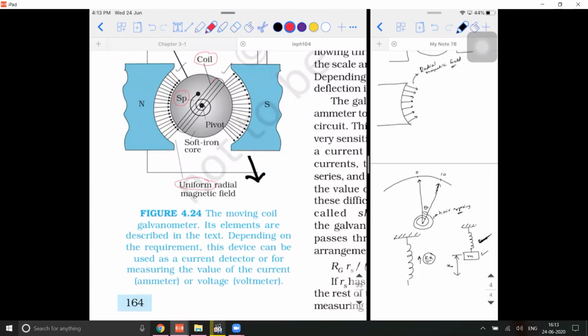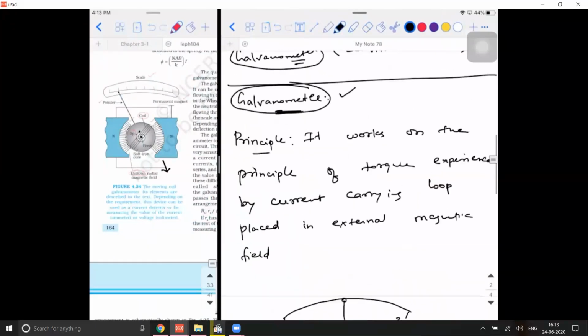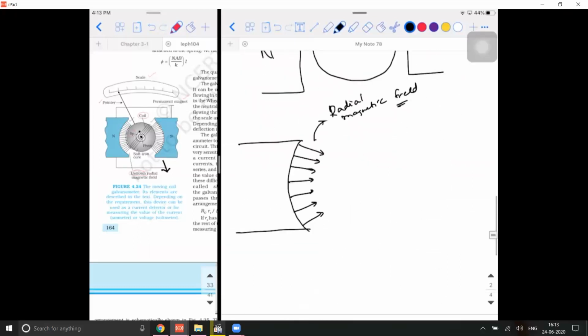Okay. If you're clear with all these points, I would suggest you write down one important note. Under galvanometer, how you prepare the notes for this concept is, first write down its principle. It works on the principle of torque experienced by a current carrying loop placed in an external magnetic field. You need not sit and draw this diagram; you can copy it later.